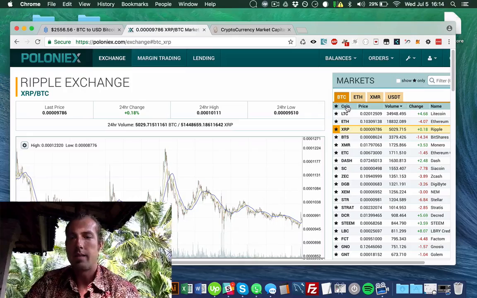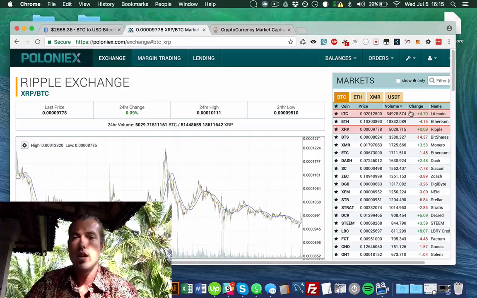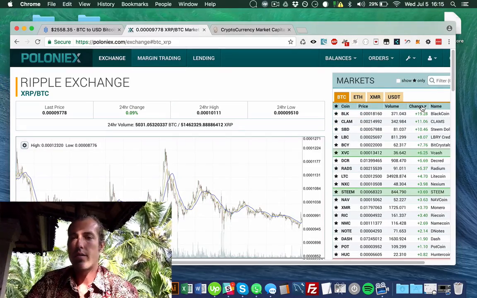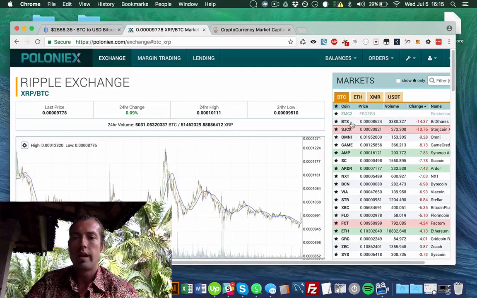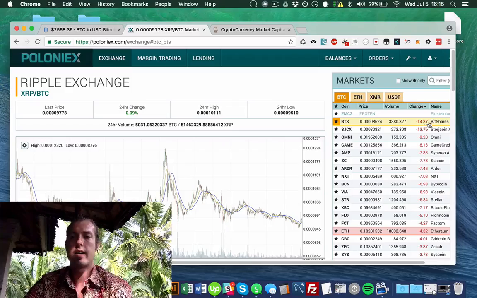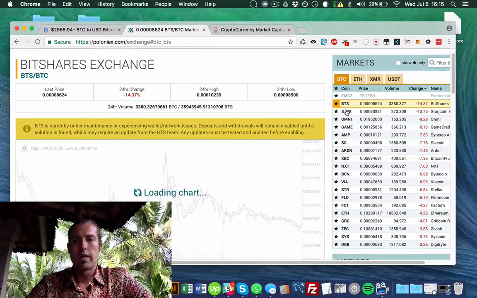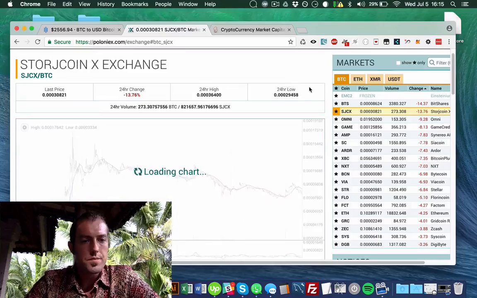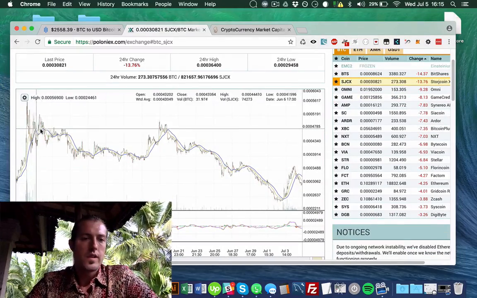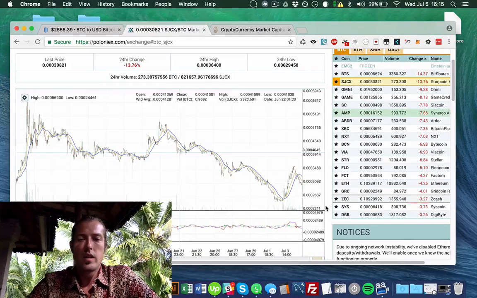I have it ordered by volume here, so you can see what the biggest coins are. You could also check, since we're buying, we want to see what is low right now. So BitShares has the most recent big drop. No, that's not working. Let's try storage. So yeah, if for example you wanted to buy storage, it's relatively low right now.